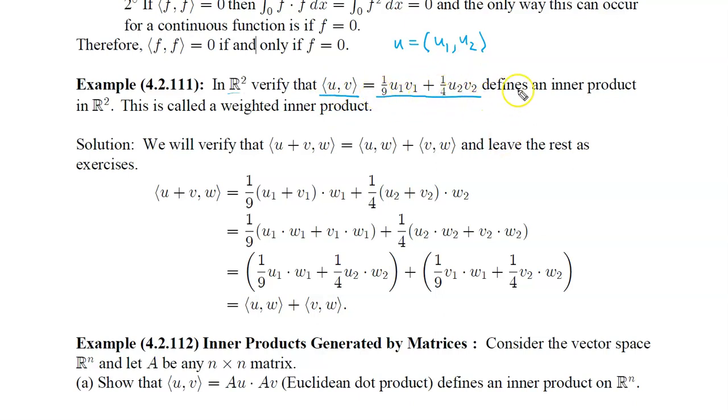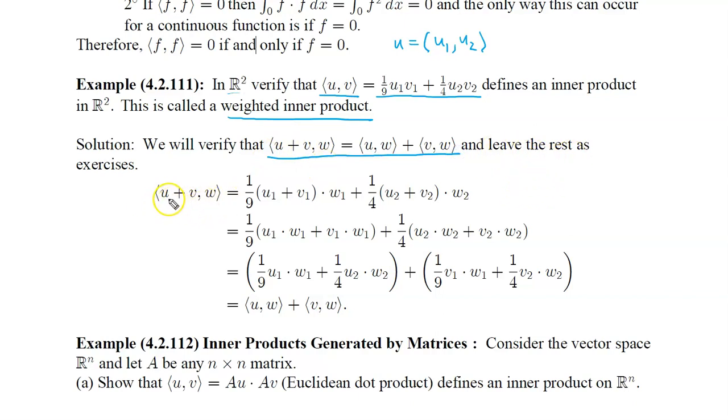Let's show that this defines an inner product, and this is going to be called a weighted inner product. So you notice it's a little different from the dot product. If this 1/9 and 1/4 were both equal to 1, we would just have the regular dot product. So what we're going to do here is just verify this result right here and leave the rest as exercises.